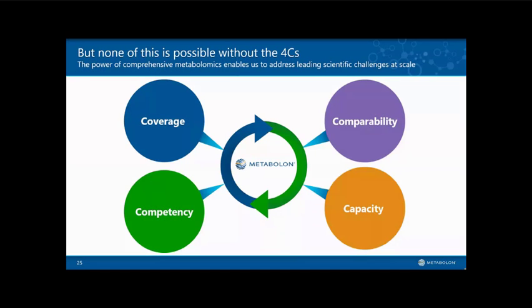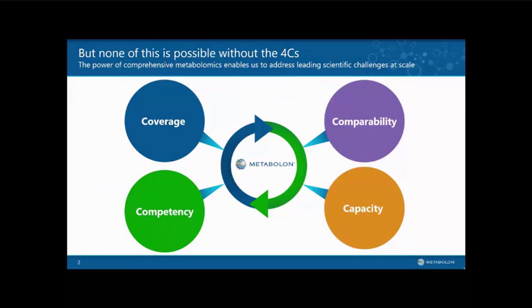And none of the cases that Kirk and I discussed earlier in the slide would be possible without the 4 C's that Annie discussed earlier, to show how the power of comprehensive profiling enables us to address leading scientific challenges at scale. And Annie now is going to discuss how Metabolon defines and delivers on these 4 C's.